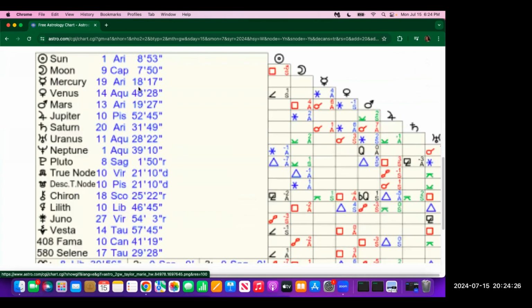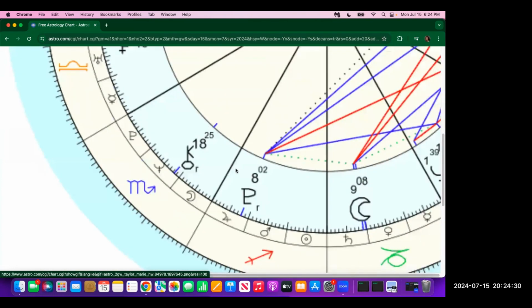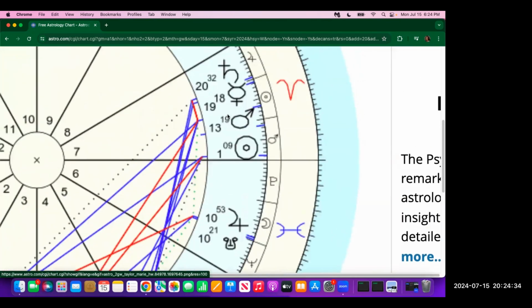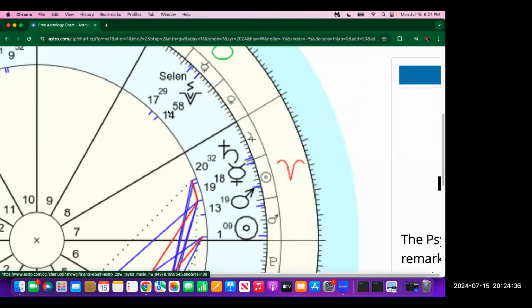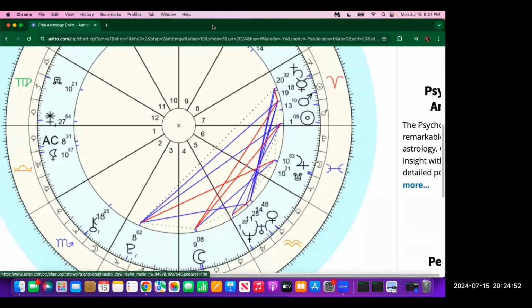For example, my Vesta right here is at 14 degrees, 58 minutes, which means it's 2 minutes away from being 15 degrees. So some people might just round that up to 15. That's when we get into degrees and orbs of influence and all that fun stuff.